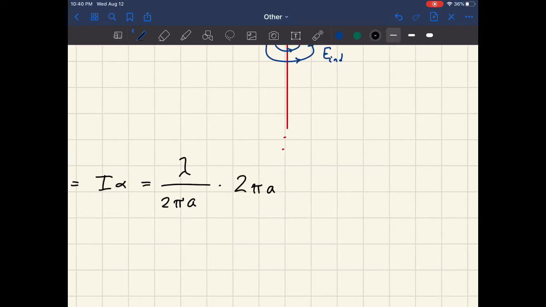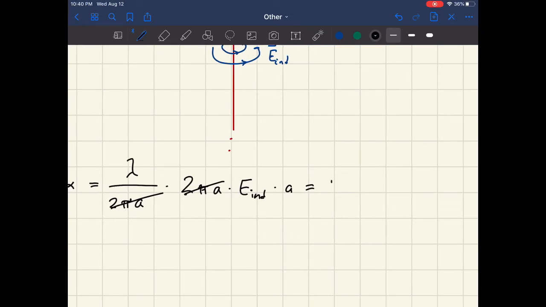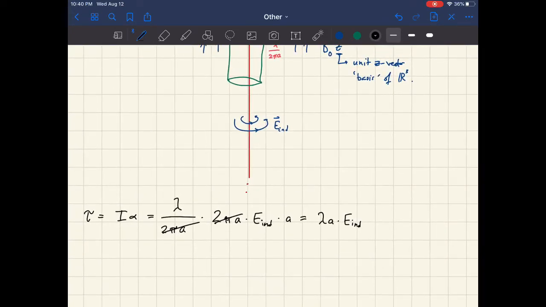Now that times your E induced, times your moment arm, which is A. These cancel out, and that leaves you with just lambda A times E induced. Now this raises the question: how exactly do you find this E induced? That's the next question we're going to discuss.